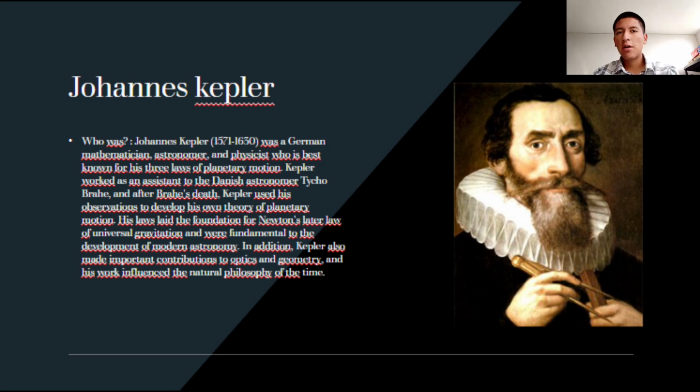Johannes Kepler was a German mathematician, astronomer, and physicist who is best known for his three laws of planetary motion. Kepler worked as an assistant of the Danish astronomer Tycho Brahe, and after Brahe's death, Kepler used his observations to develop his own theory of planetary motion. His laws laid the foundation for Newton's later law of universal gravitation and were fundamental to the development of modern astronomy. In addition, Kepler also made important contributions to optics and geometry, and his work influenced the natural philosophy of the time.